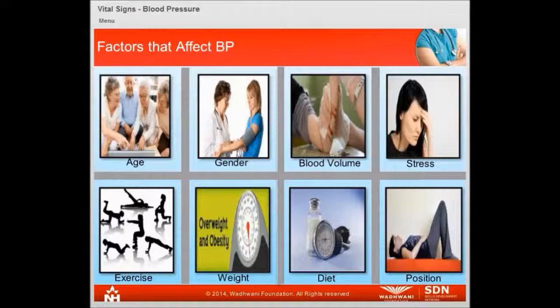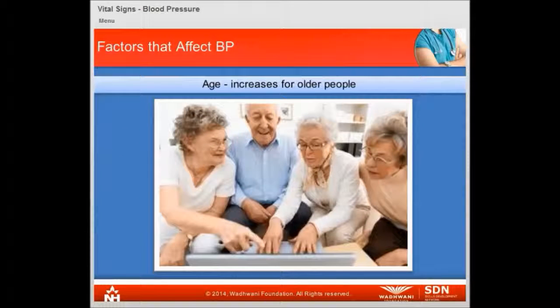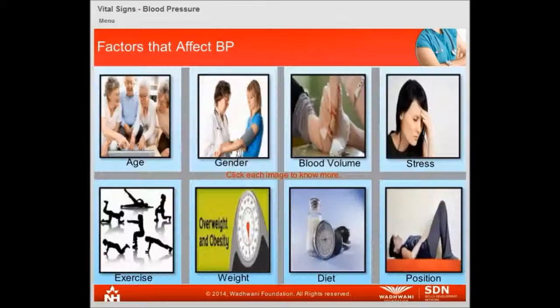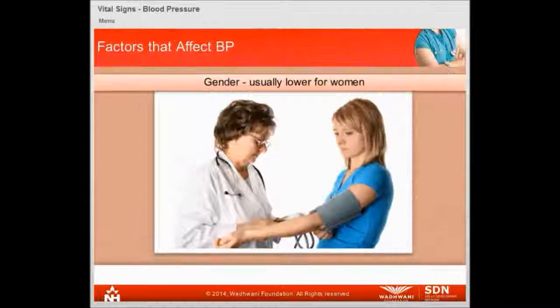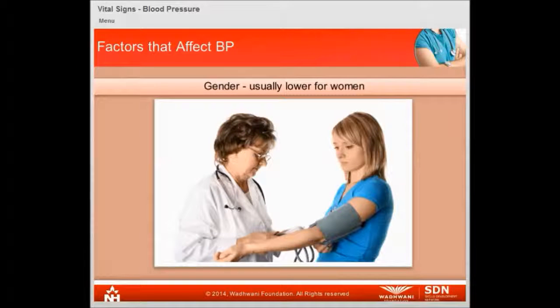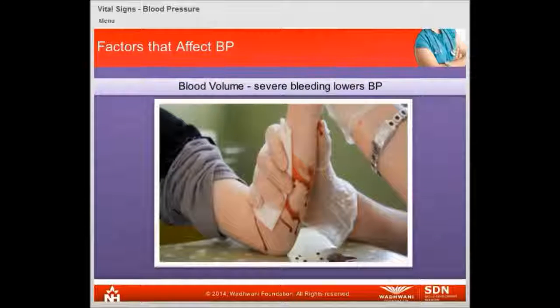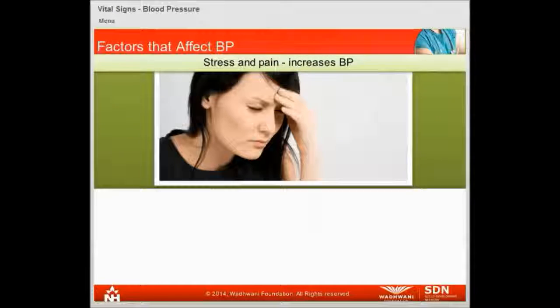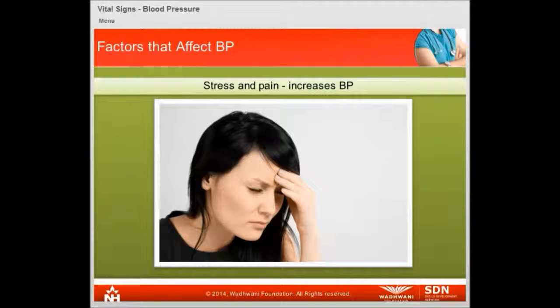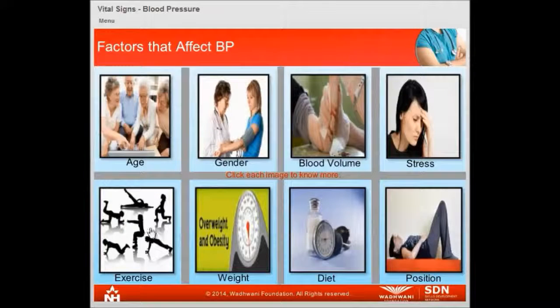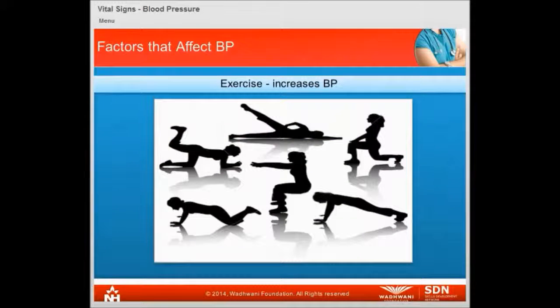Now let's look at the factors that affect blood pressure. Click the images to know more. Age. BP increases for older people. Gender. Women usually have a lower BP. Blood volume. Severe bleeding lowers BP. Stress and pain increases BP. Exercise increases BP.